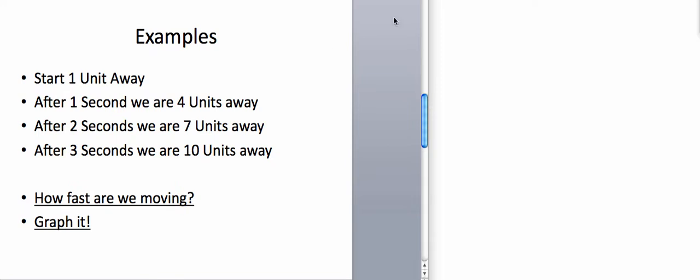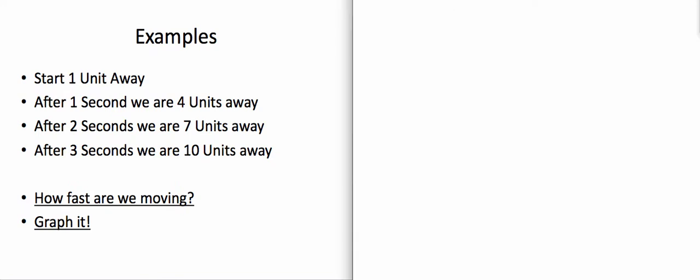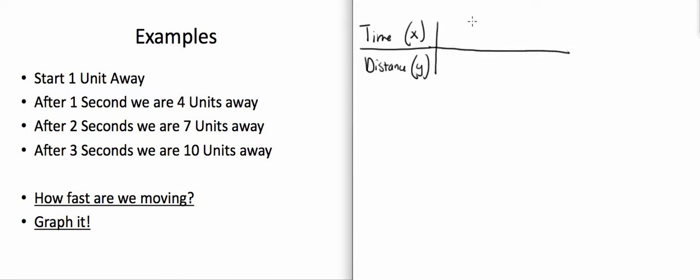So what's going to happen here is they're going to give us a scenario, and they're going to say, okay, we start 1 unit away. After 1 second, we're 4 units away. After 2 seconds, we're 7. After 3 seconds, we're 10. They're going to then ask you how fast are we moving, and then we have to graph it. So we've got our time, which we've already discussed is our x-axis, and then our distance, which is our y-axis.